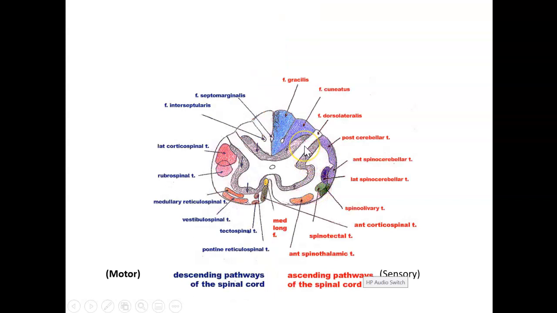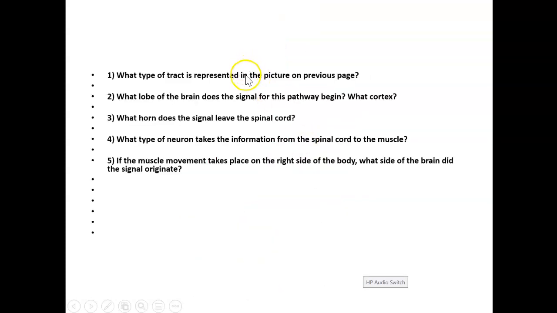Now the question here, sorry, wrong way. What kind of track? A descending or a motor pathway. What lobe of the brain does the signal for this begin? You need to go back and think about what part of the brain. I'm going to give you the answer, but you need to go back and think about it. The motor cortex is located in the frontal lobe.